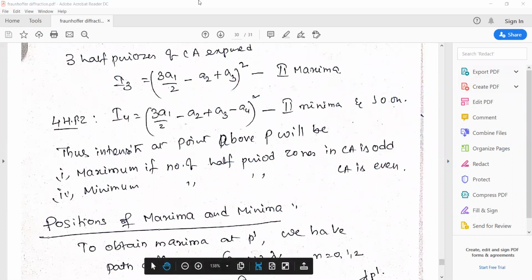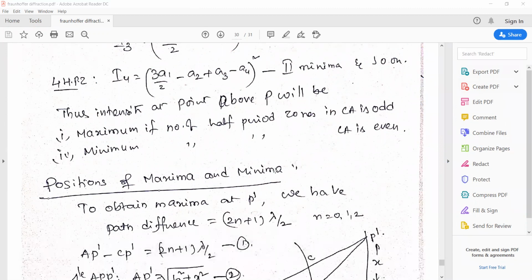So here the intensity at point P dash will be maximum if the number of off period zones in CA is odd. If there are odd terms, always the intensity will be maximum, because odd terms will give you the positive value. You see this odd term positive, odd term positive. A1 plus A3 plus A5, all odd terms will give you positive. If you want to get the minimum, there must be more even numbers. If there are more even numbers, you will get a minus term. So that's why intensity will be minimum when even off period zones are there.